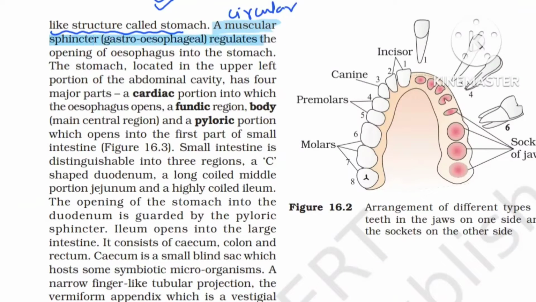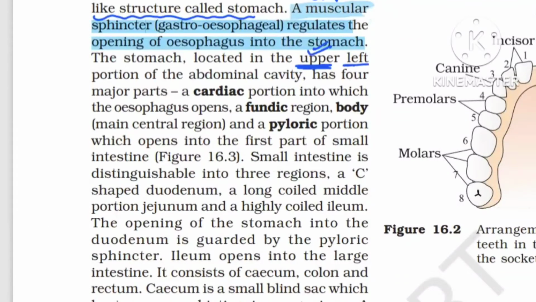Gastroesophageal sphincter will regulate the opening of esophagus into the stomach. Stomach is located where? It is located in the upper, not lower, please. It is located in the upper and in the left portion. Question area, please. It is not in the lower side. It is on the upper side and on the left side, not on the right side, of the abdominal cavity.